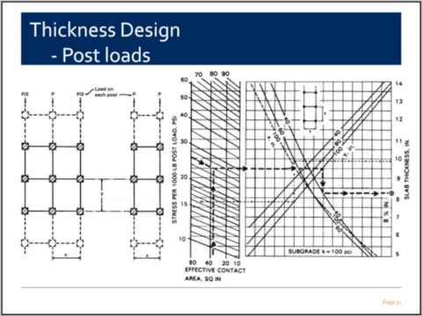For post loads, this chart is from PCA again, and similar to the other ones, you just need to know a couple of variables. Knowing the rack loads, leg spacing in each direction, effective contact area for each leg, and your soil stiffness, slab thickness may be determined. And other design charts can be developed for a grid of racks at different spacings for aisles, whatever.